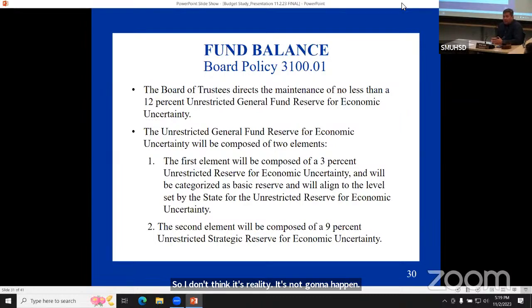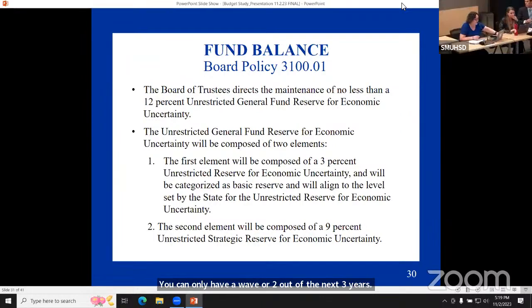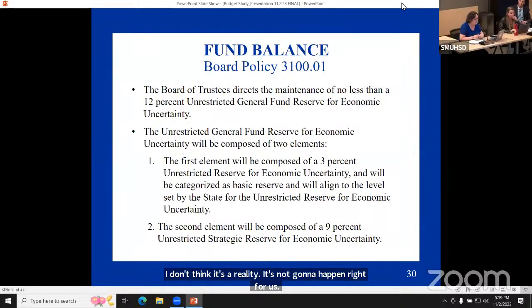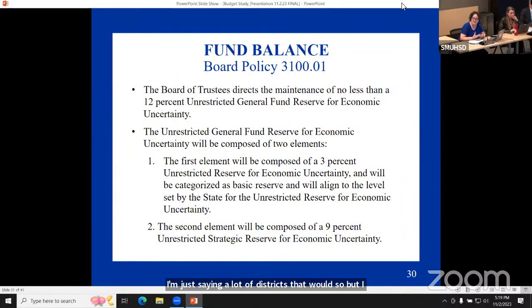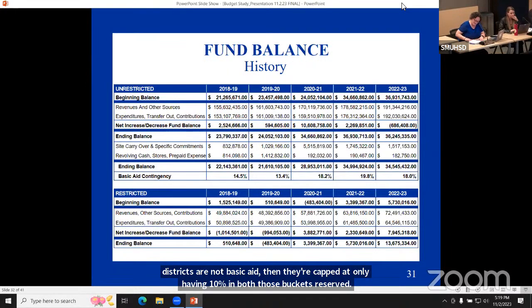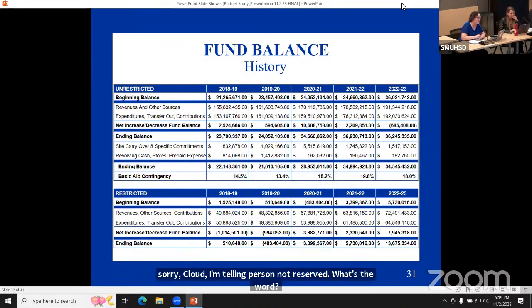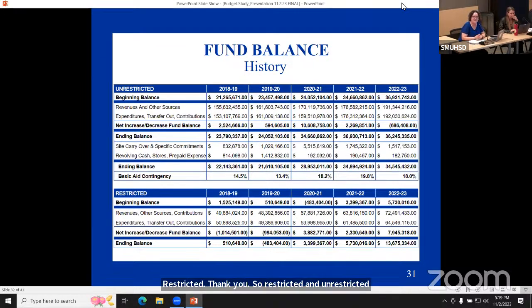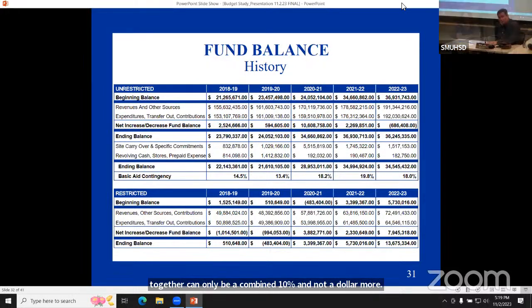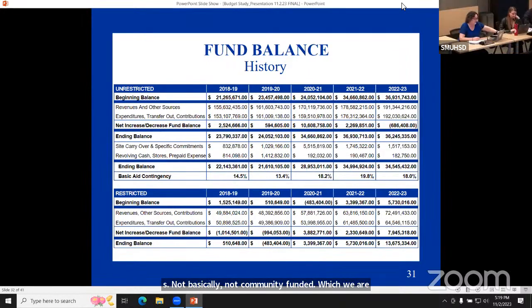I just want to make the point that if districts are not basic aid, they're capped at only having 10% in both those buckets. I'm tongue twisted, not reserved. What's the word? Restricted. Restricted, thank you. So restricted and unrestricted together can only be a combined 10% and not $1 more. And that is for LCFF funded districts, not basic aid, which is community funded, which we are. So this doesn't apply to us; we're one of the 2 exemptions. The other exemption is small school districts. But if we ever flipped, I guess we'd have a problem.